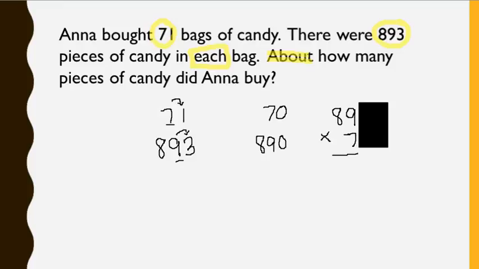So 9 times 7 is 63. 7 times 8 is 56. Plus 6 is 62.